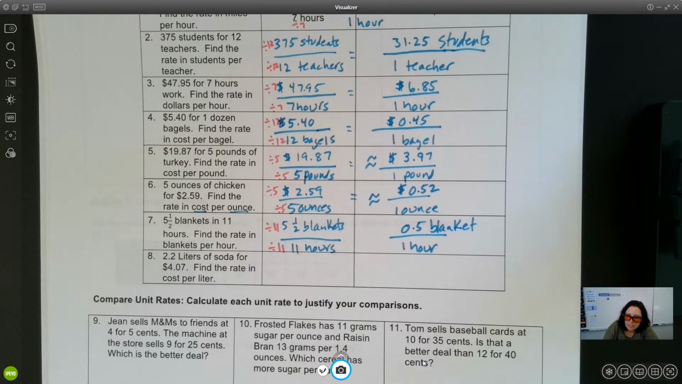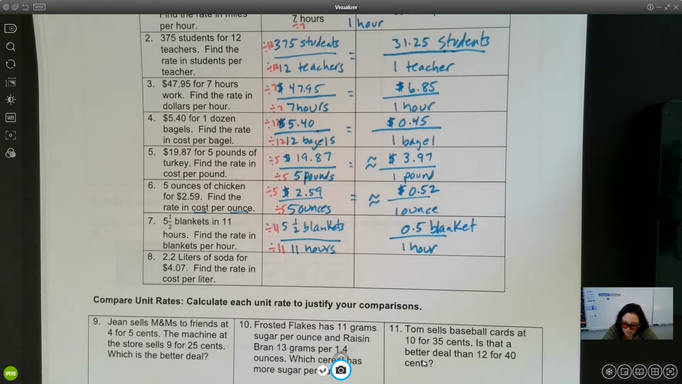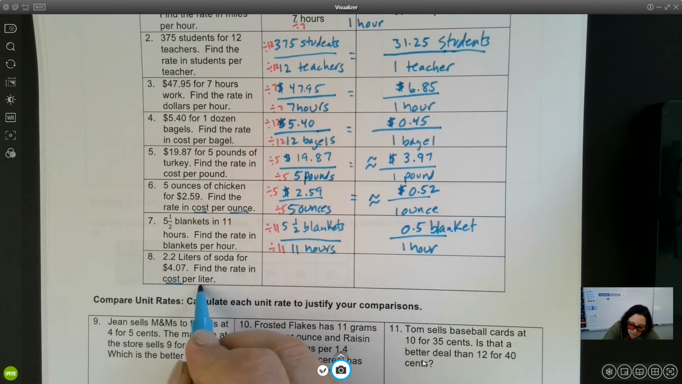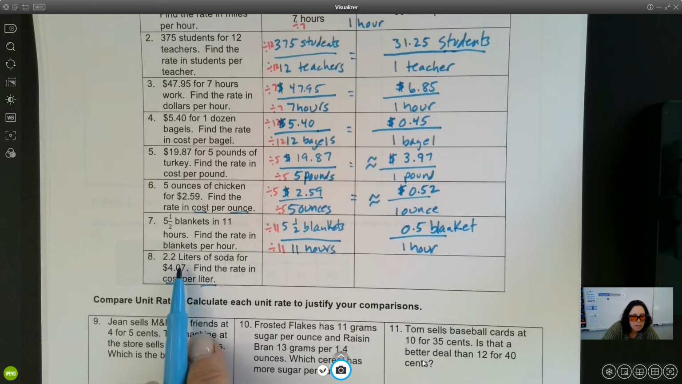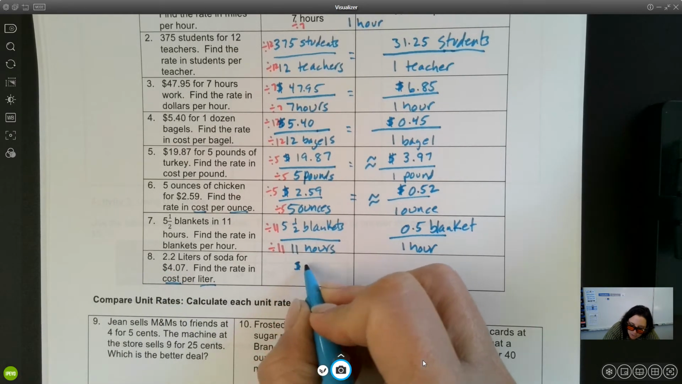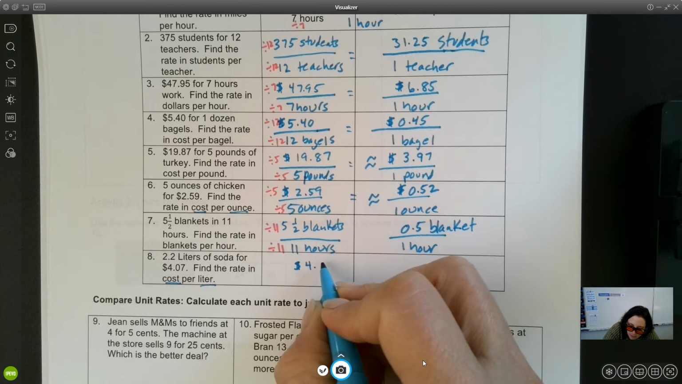Blanket, I misspelled blanket, there we go. All right, 2.2 liters of soda for $4.07. Find the rate in cost per liter. Be careful, they switched it around on you. Cost goes on top in this case. It doesn't say liter per cost, it says cost per liter.